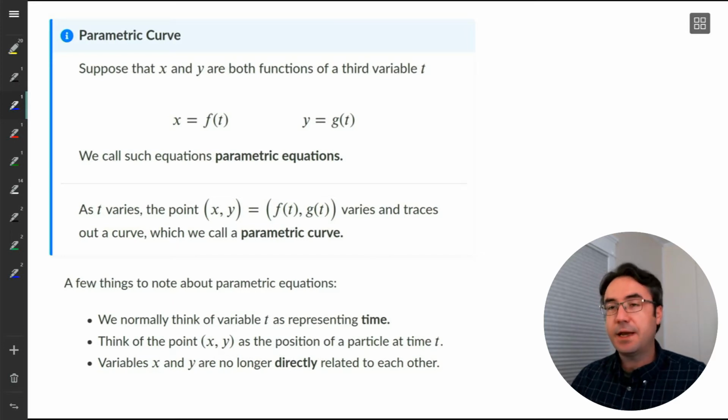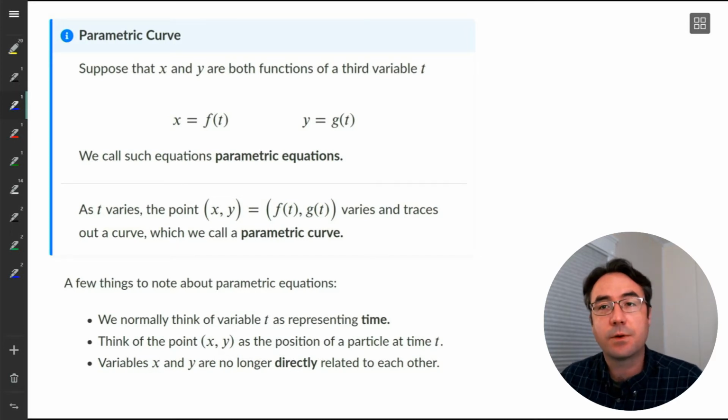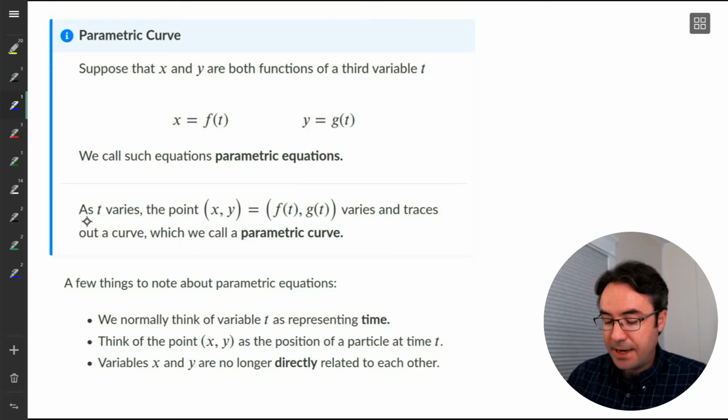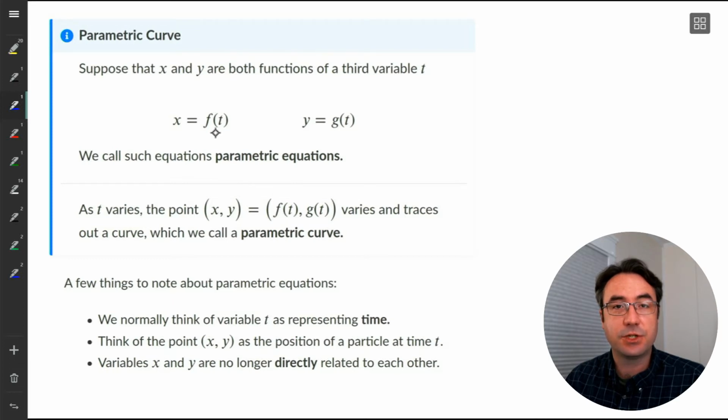And so the picture to have in our head when we're thinking of these parametric equations is that as this parameter t varies, the point x comma y, where the first coordinate is described by this function f of t, and the second coordinate, our y coordinate, is described by this other function g of t, we really want to think of this point as it traces out the curve. And the curve that we get is called a parametric curve.